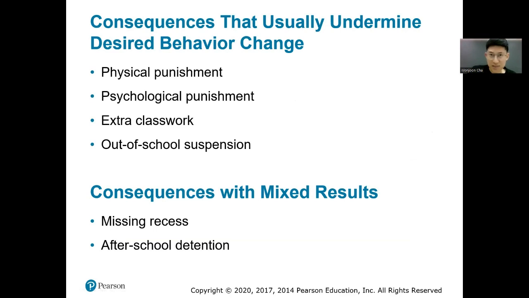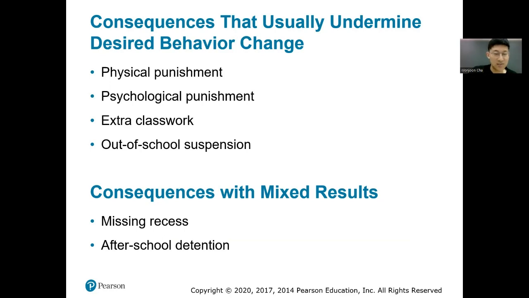However, there are some consequences that can undermine desired behavior change, or that can even interfere: physical punishment, psychological punishment, extra classwork, and out-of-class suspension. According to the research, these four are not very effective, compared to the consequences mentioned in the previous slide, when it comes to decreasing the frequency of undesired behavior. And there are some consequences with mixed results, which are missing recess and after-school detention.